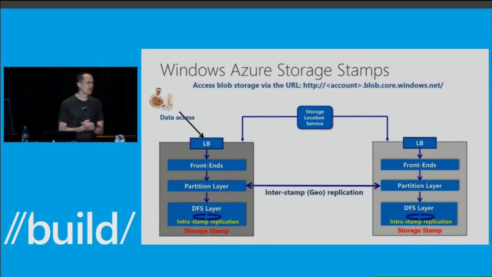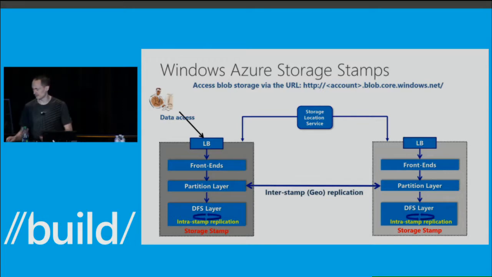Then in terms of replication, we have two types of replication in our system. Within a storage stamp, this is what we call keeping your data durable within a region. So we keep your data durable within a storage stamp at the DFS layer shown here on the slide. Then with a partition layer, we also georeplicate your data asynchronously if you're using geo-redundant storage. And I'll dive into both of these in a few more slides.